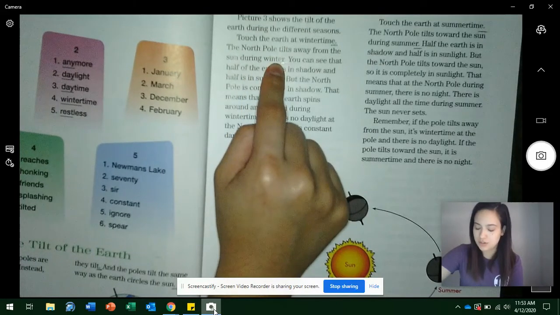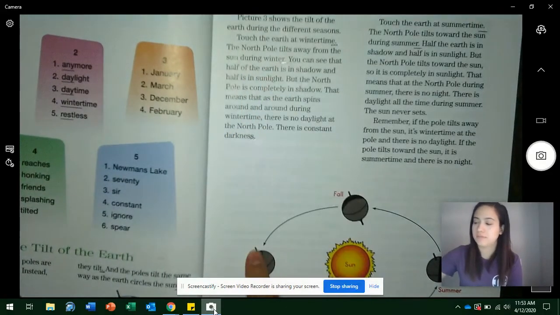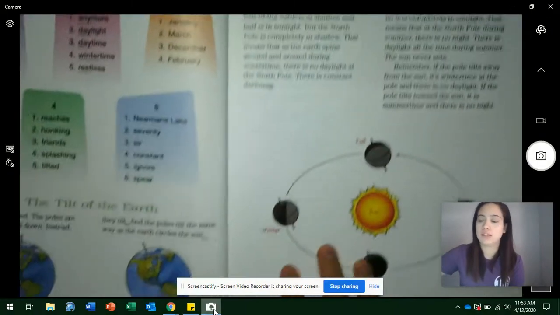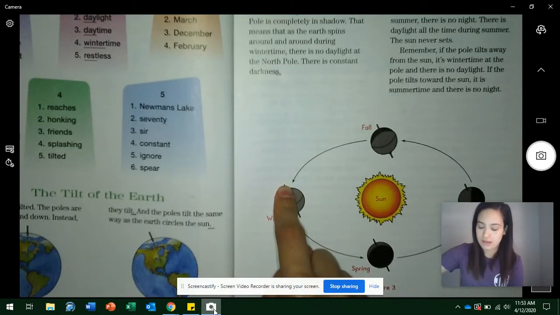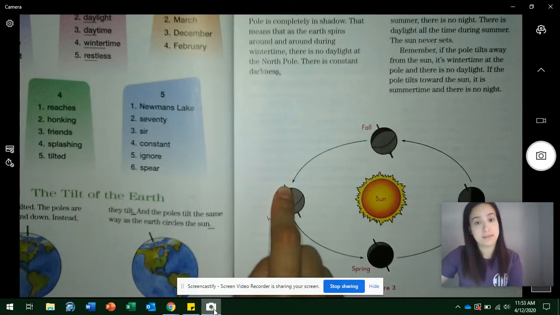Awesome. So touch the North Pole during winter. Remember, the North Pole is at the top. So you look for winter, and do you touch the top or bottom? North or south? North. So everybody touch north. And is it tilting toward the sun or away from the sun?